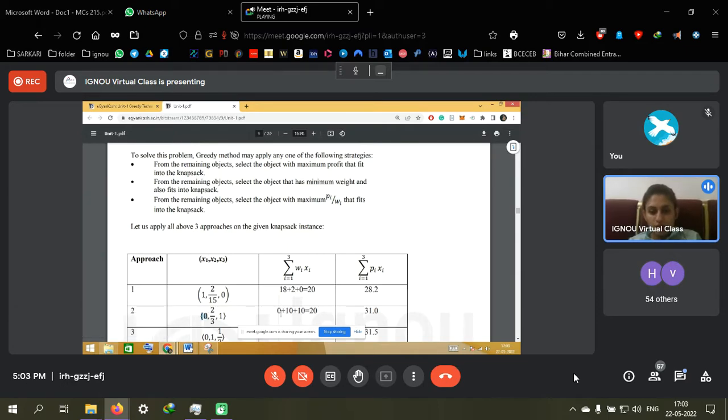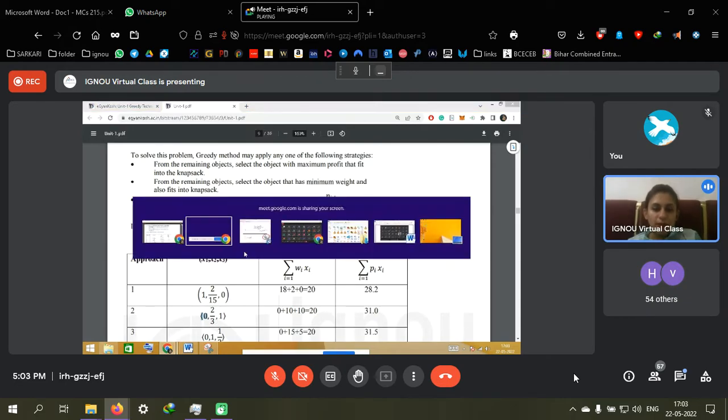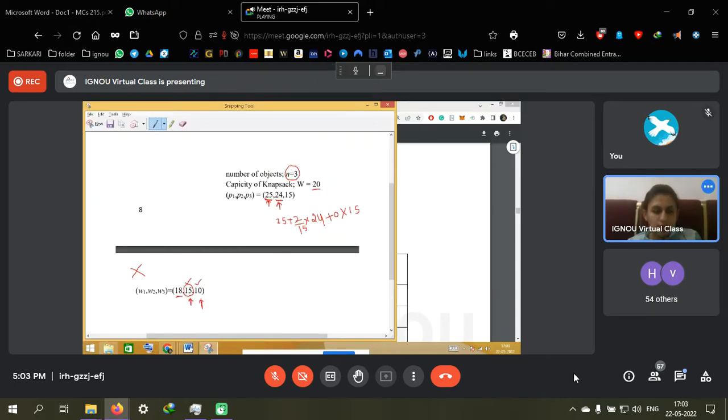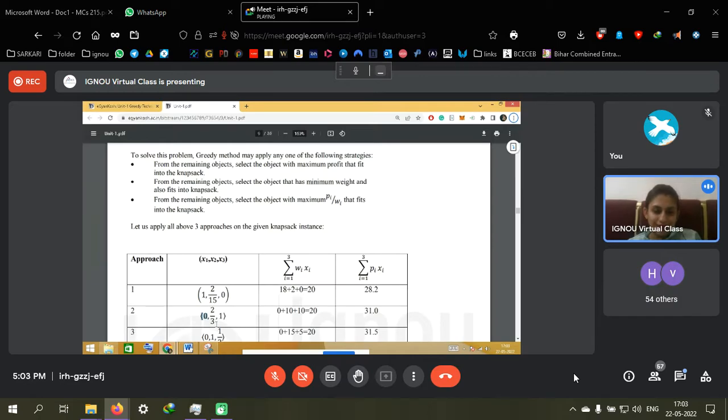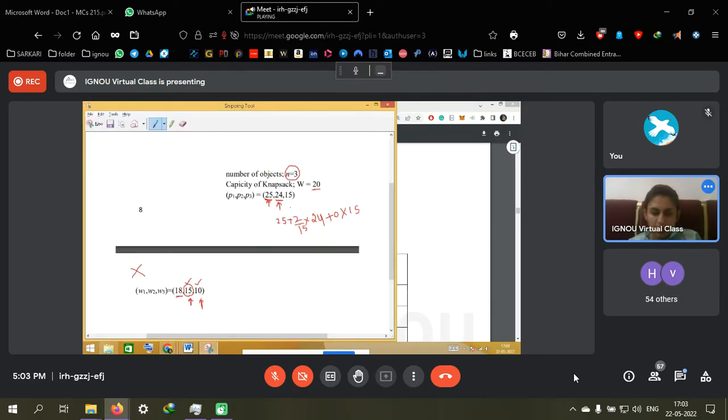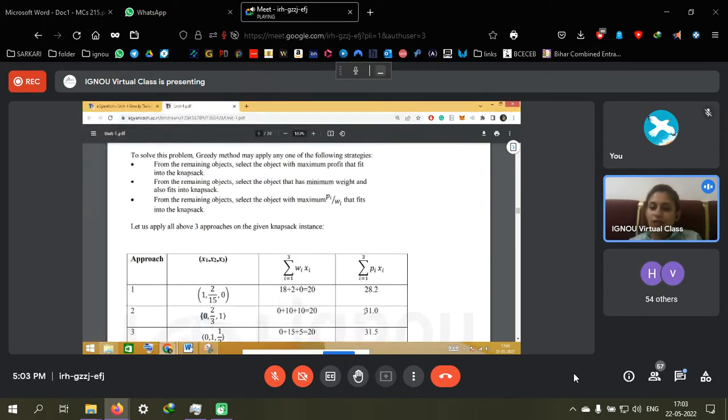So here 0 plus 10 plus 10 is equal to 20. Again, we will do the similar thing to get the profit. That is 0 multiplied by 25, then 2 by 3 multiplied by 24, and 1 multiplied by 15. I will get the value 31.0.